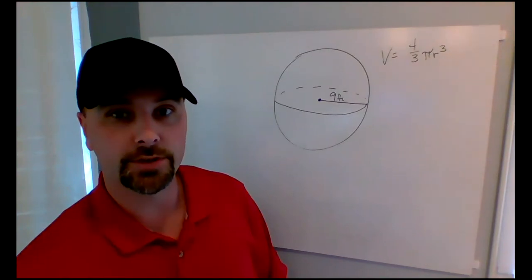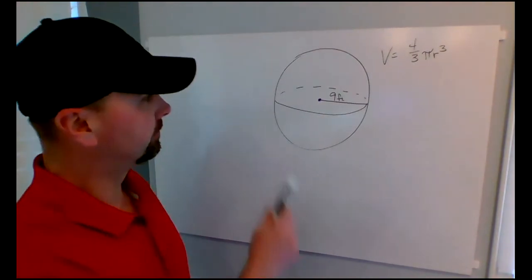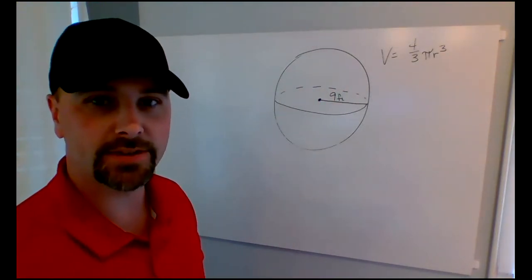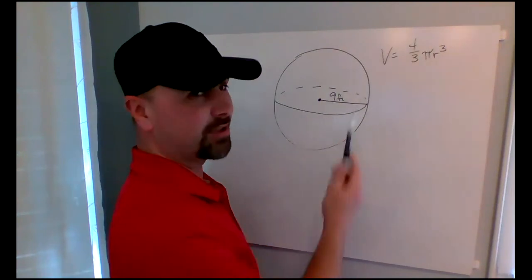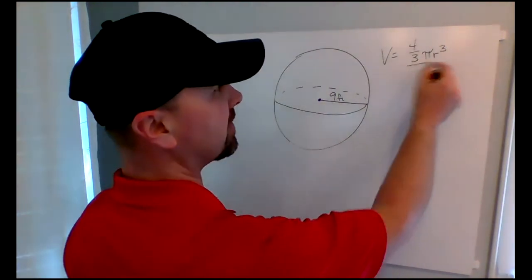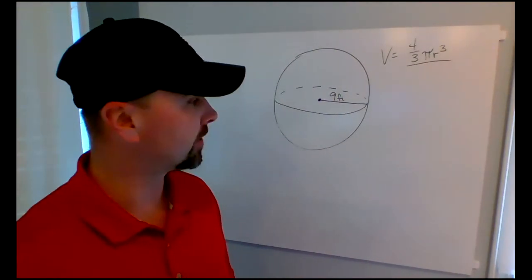All right, so here's our problem. Spheres can be kind of hard to draw, but there's my best, okay? So there's my sphere. Notice when it comes to spheres, we only need one number. The rest of the measurement is part of the formula.